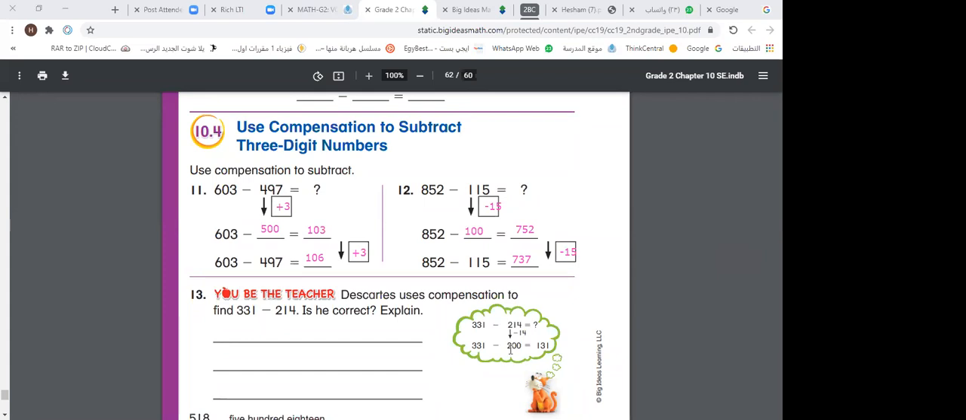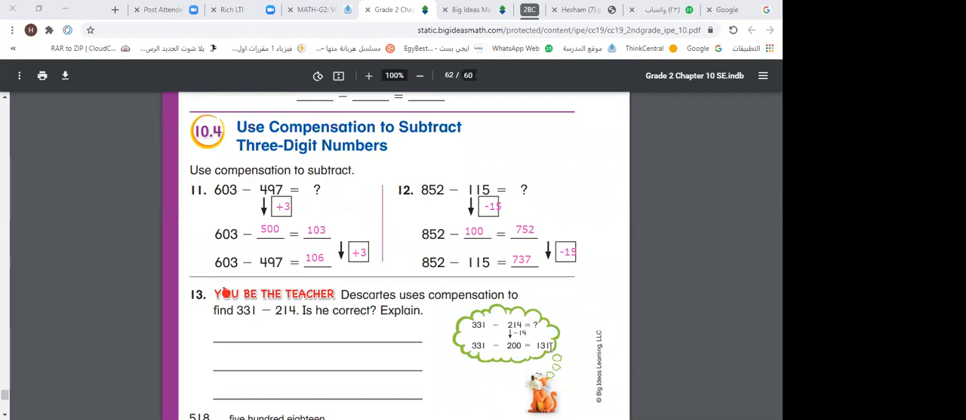I'll choose Qusay. Hello, Qusay. I am fine, thank you. Qusay, this card uses compensation to find 331 minus 214. Is he correct? Can you see? Here he subtracts 14. Okay? 214 minus 14 equals 200. 331 minus 200 equals 131.